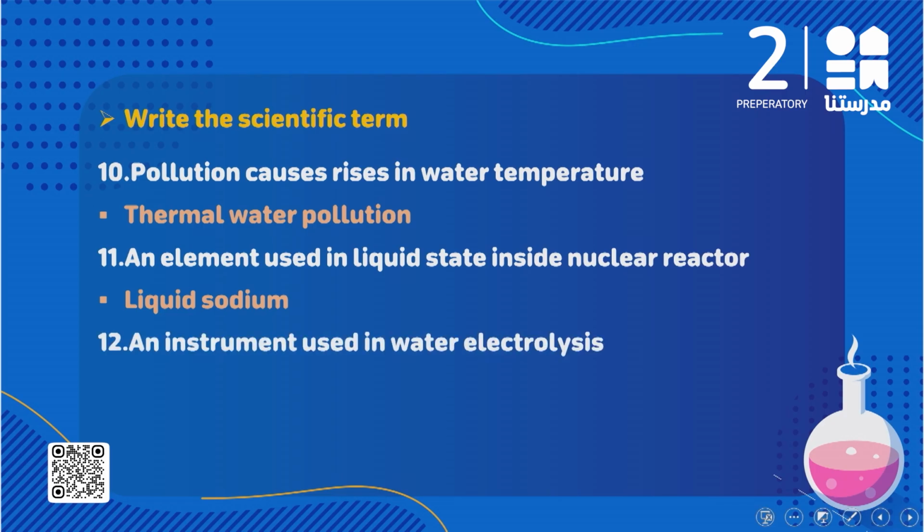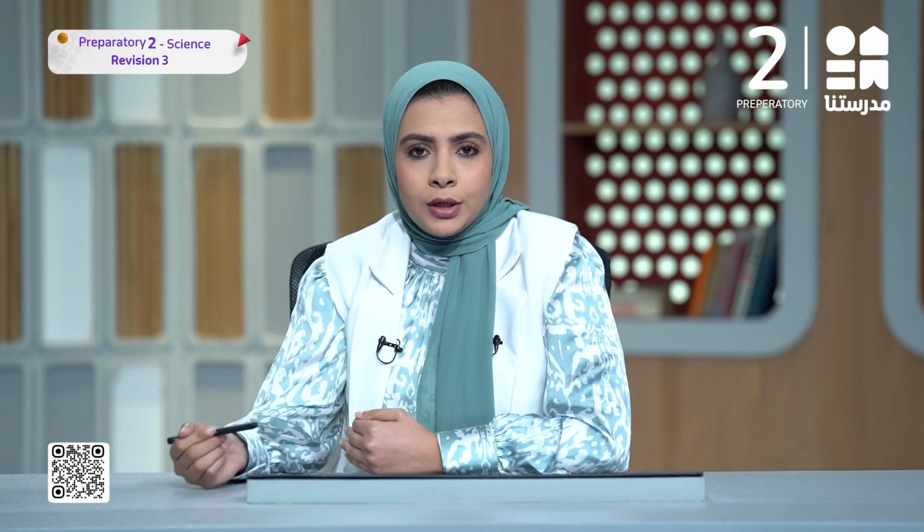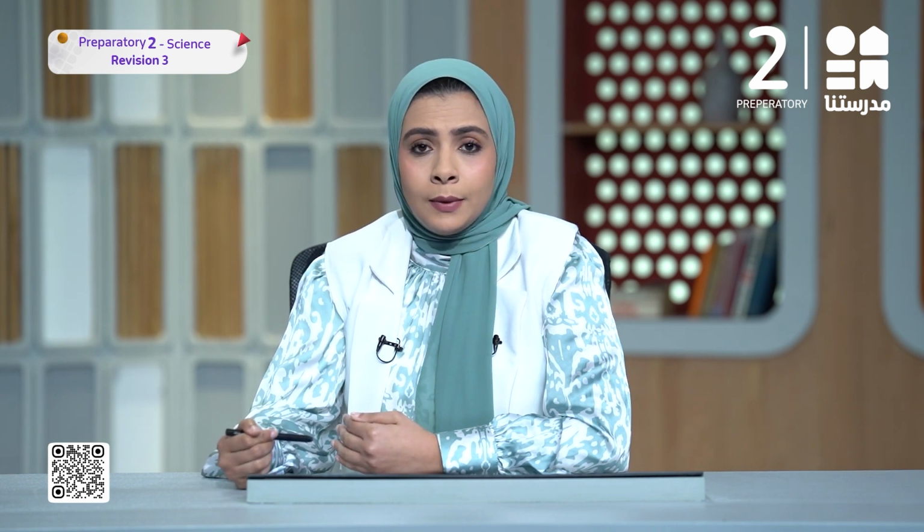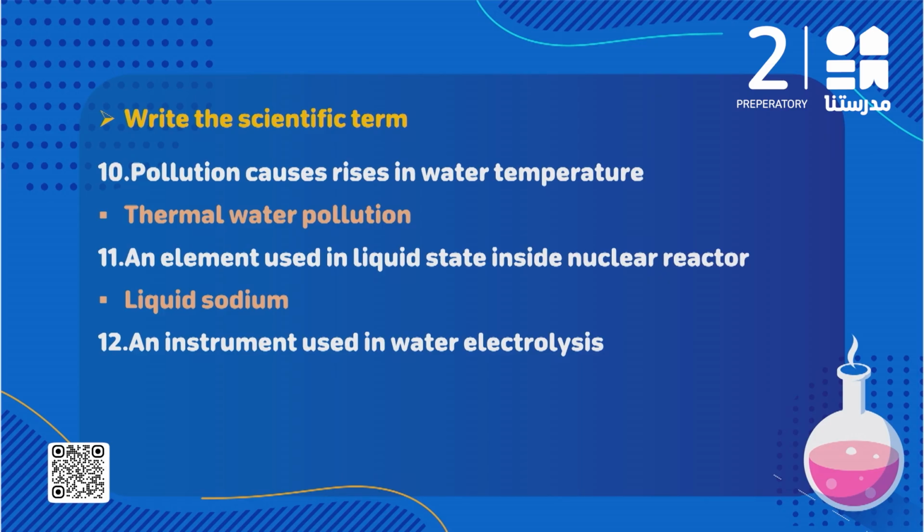Number 12, an instrument used in water electrolysis. Do you remember water electrolysis? What do we do in water electrolysis? To separate the water components, oxygen and hydrogen. When we want to separate the components of water into hydrogen gas alone and oxygen gas alone, we do water electrolysis. We use electricity, or electric energy, to separate the components of the water. Then, the name of the device that we use in water electrolysis is called what?